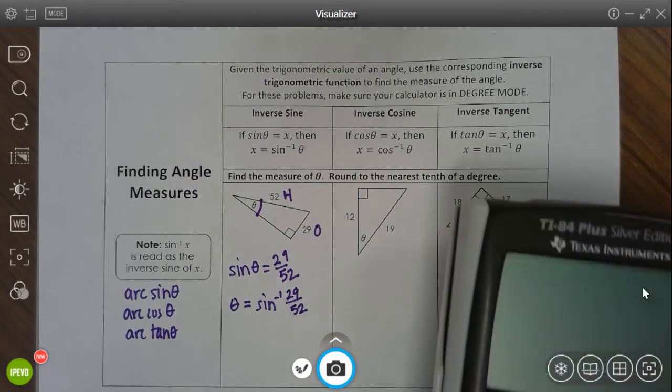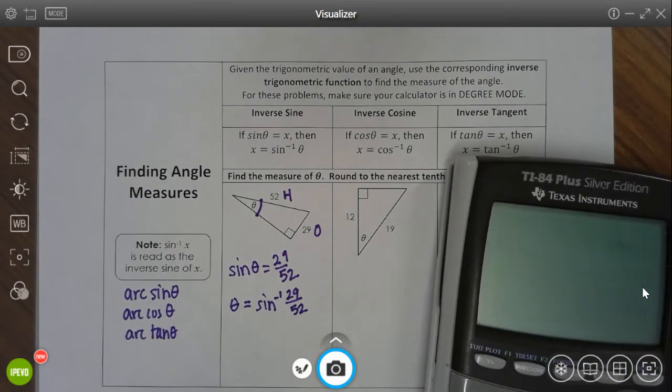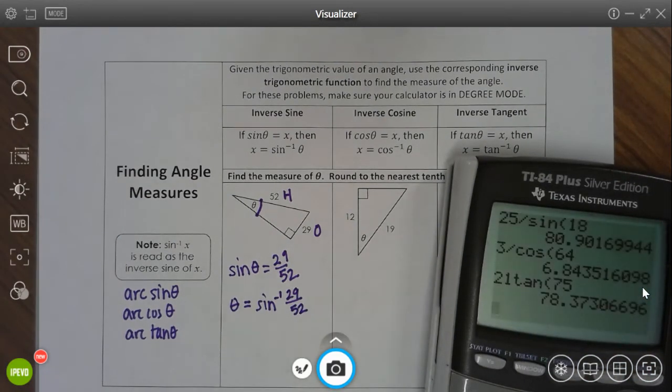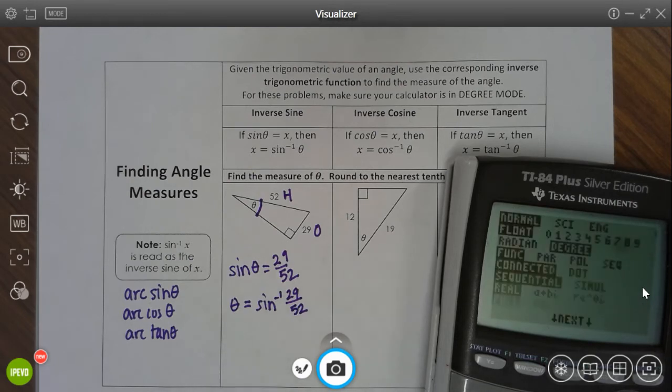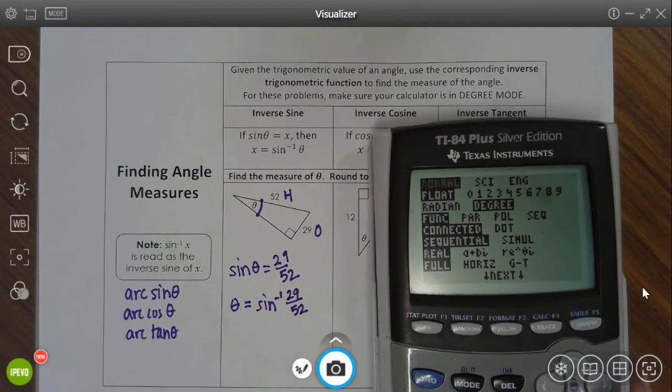Now I'm going to go ahead and use my calculator. And basically what I'm going to do is tell the calculator, I have this ratio and I want you to tell me that angle measure. So again, it's always a good idea to check to make sure your calculator is in degree mode, because all of our right triangle angle measures are going to be in degrees right now. Want to make sure I'm in degree mode.